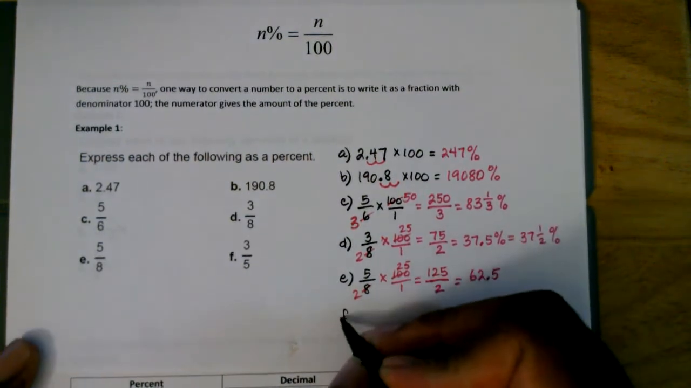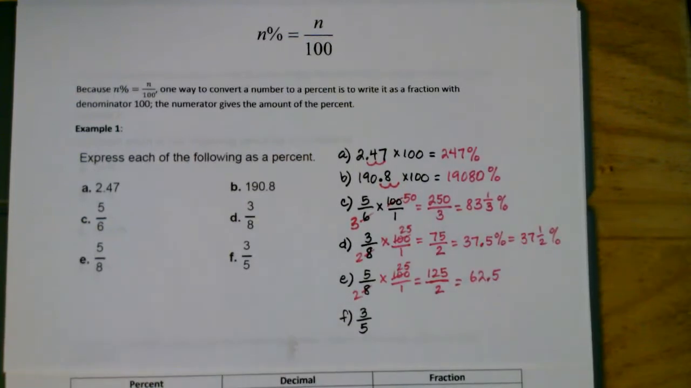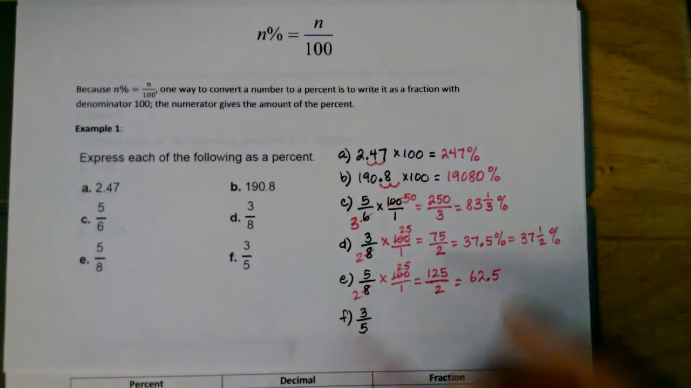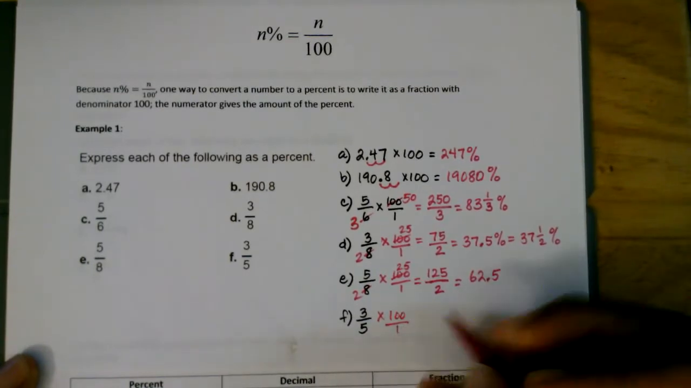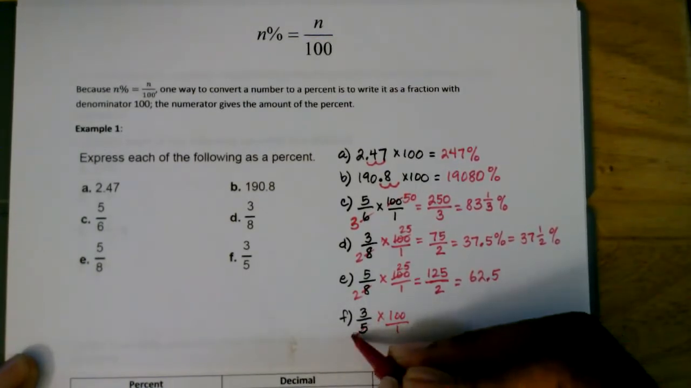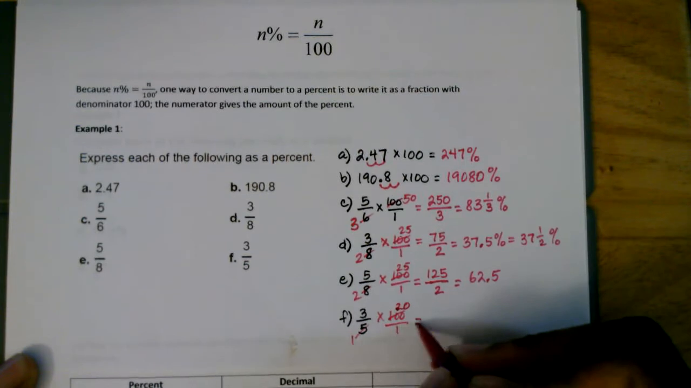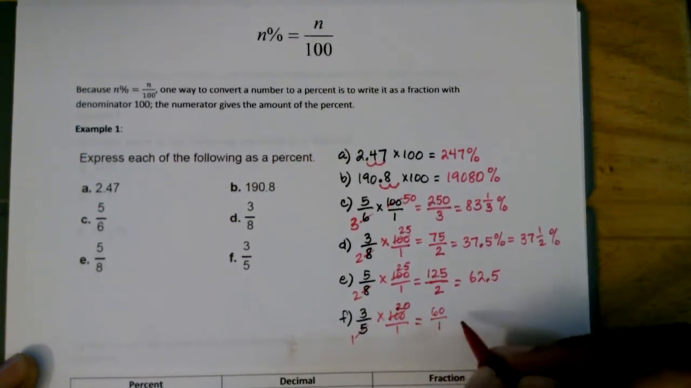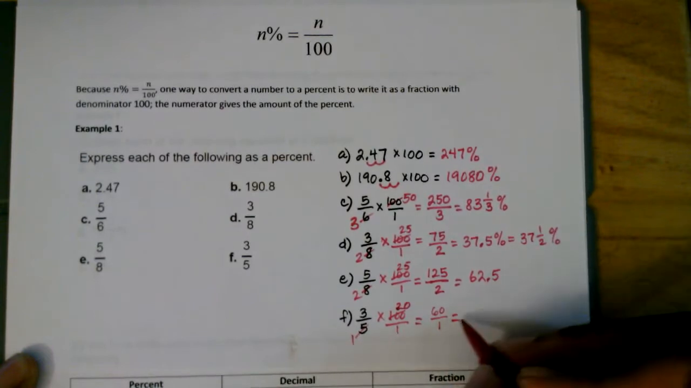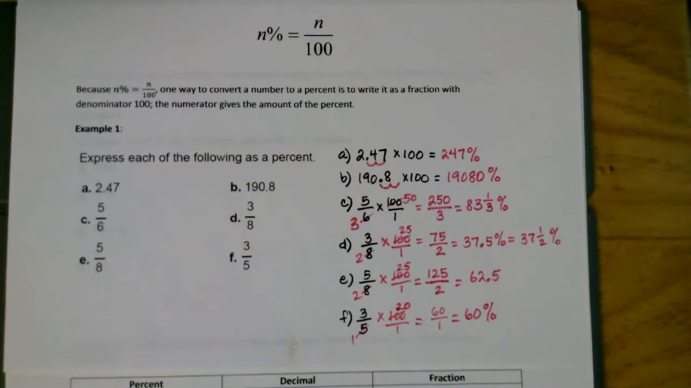And finally, part F is 3/5. And we want to change 3/5 to a percent. Well, let's multiply by 100/1. And here 5 goes into 100 20 times, and 5 goes into itself 1 time. And then 3 times 20 will be 60/1 times 1, which will be 1. So 60/1 will be 60, but here will be 60%.